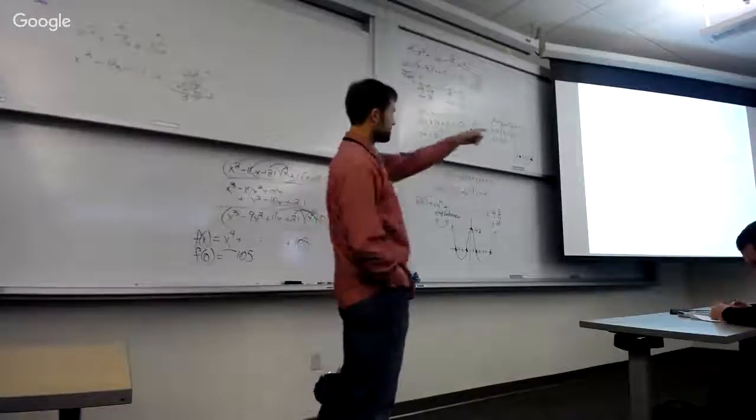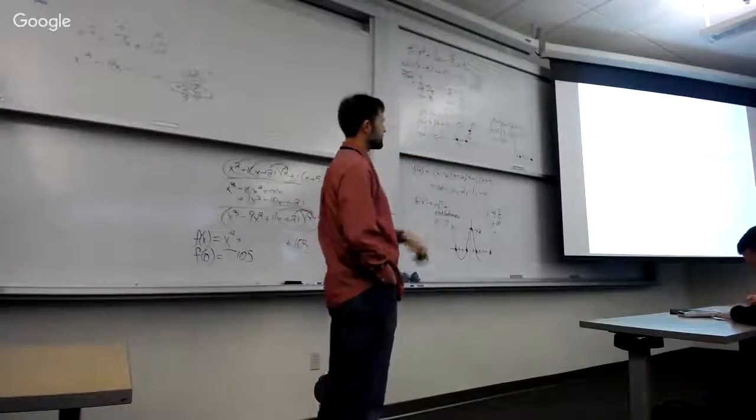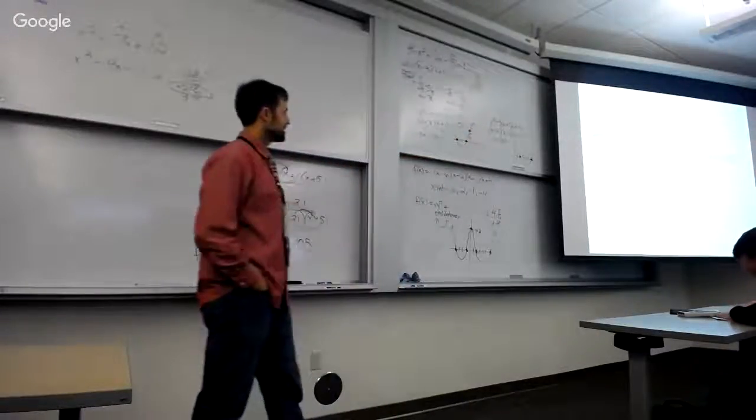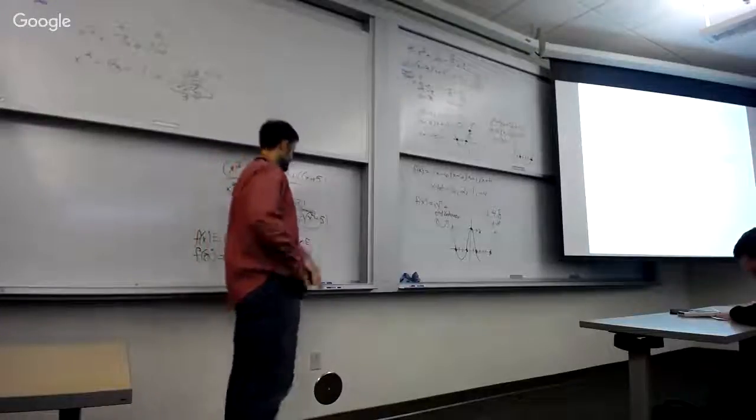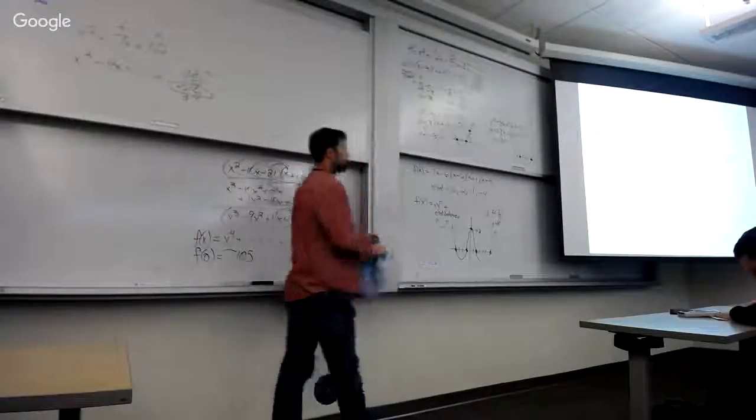Okay, so now everybody do your own. The second one, do f of x equals x minus 4, x minus 1, x plus 3. Make yourself a nice sketch of what that graph would look like.